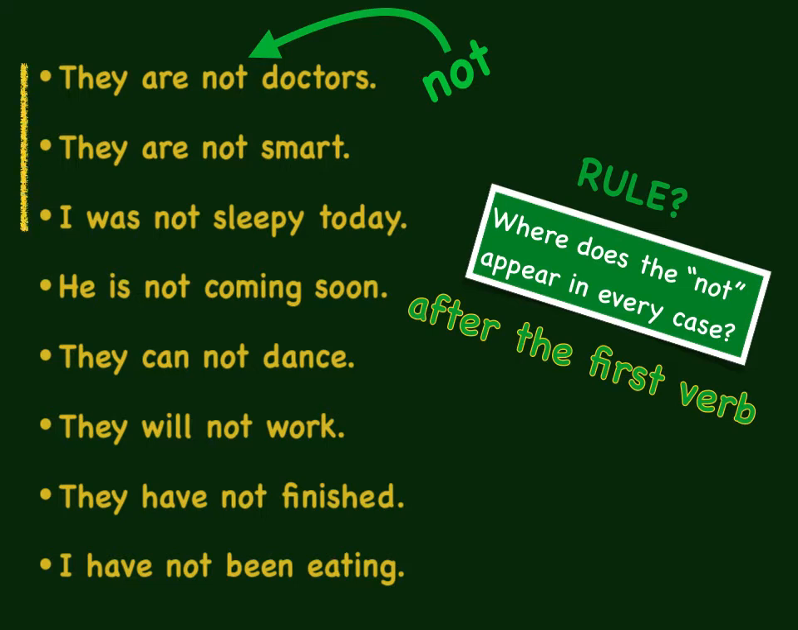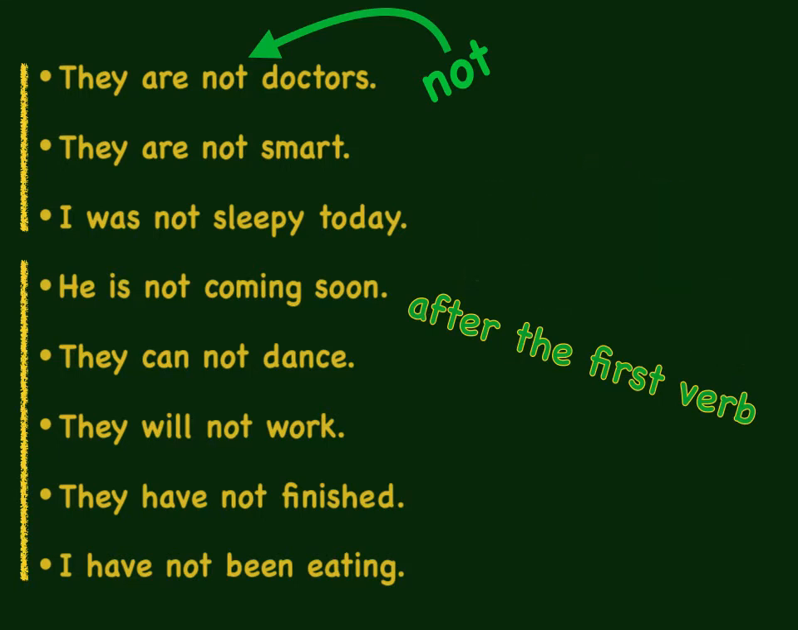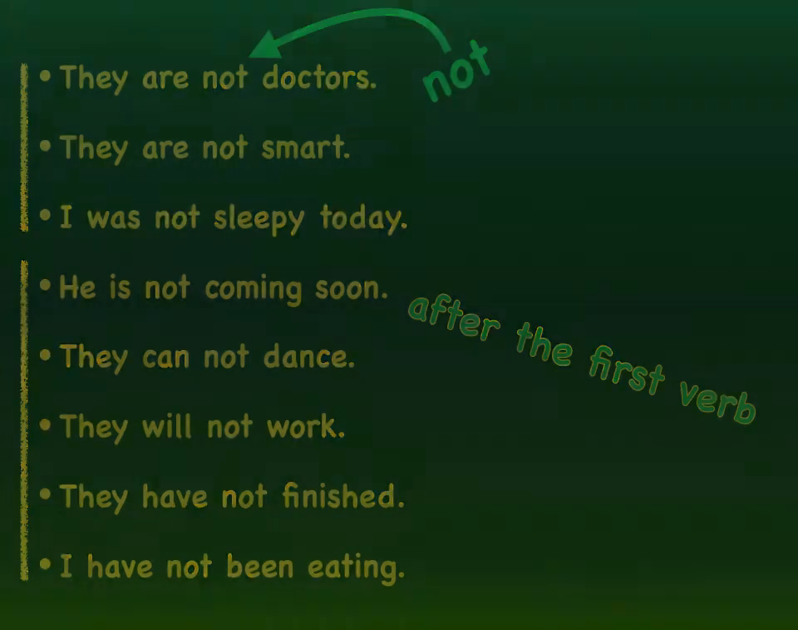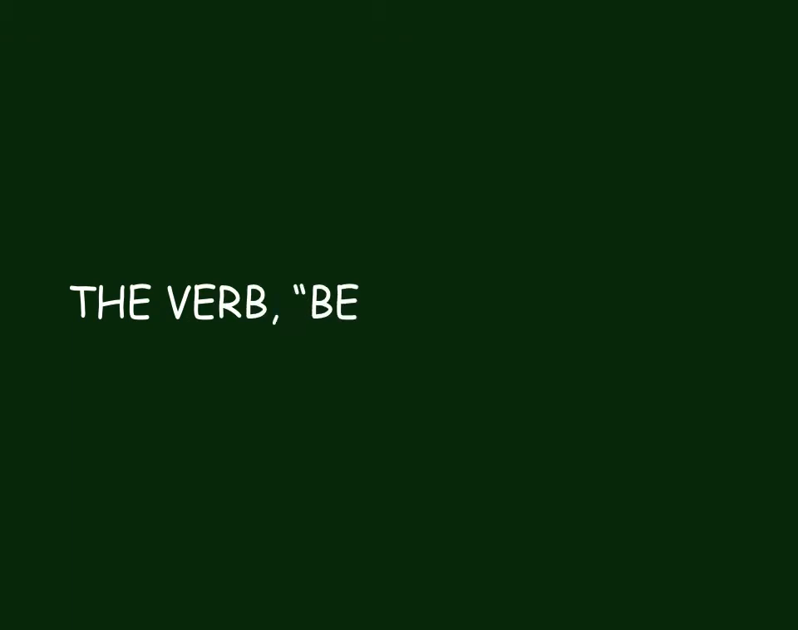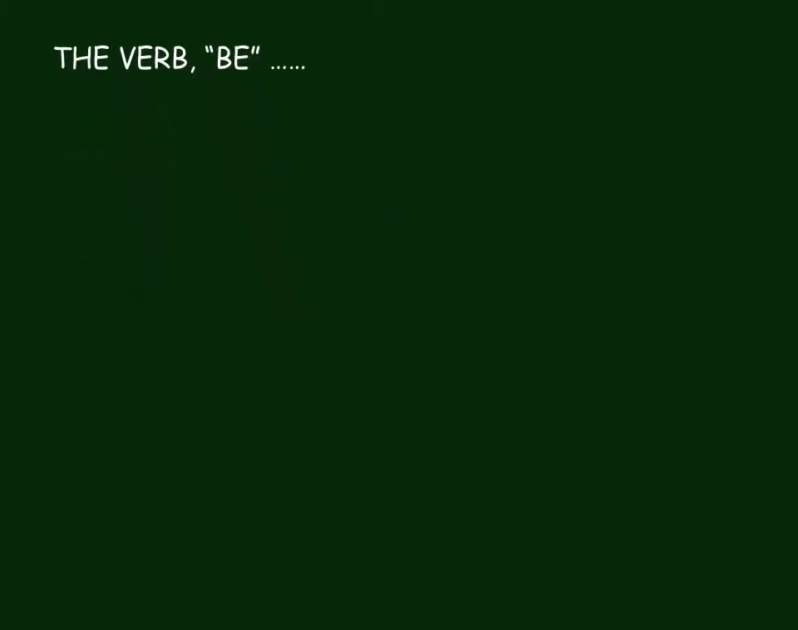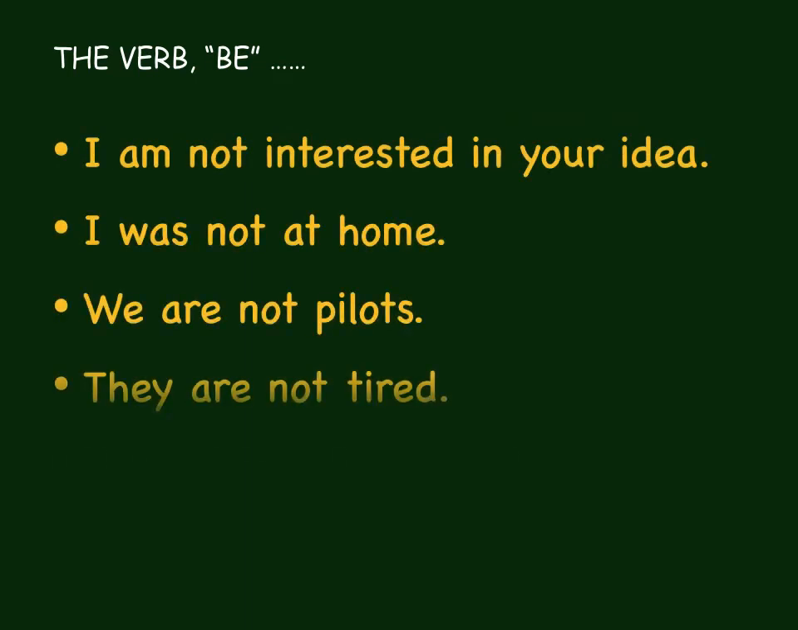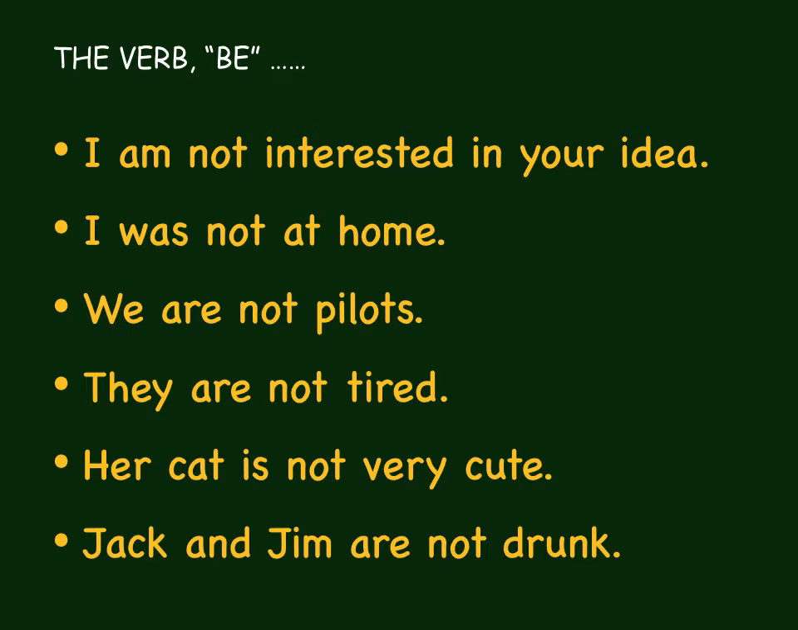The first 3 sentences are be-type verb sentences, and not comes after the verb to be. The other sentences all use helping verbs, can, will, have. The not always comes after the first helping verb. Okay, let's look at the easier ones. The verb be, here are a few examples of be verb negative sentences. Is the pattern okay?